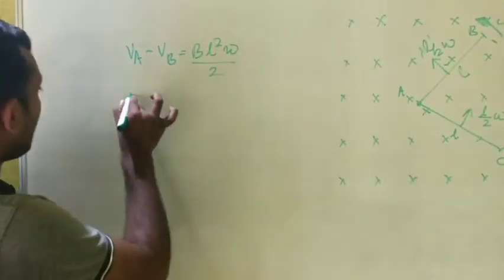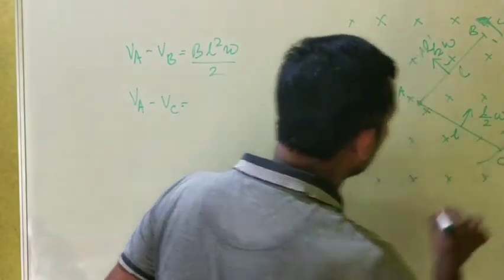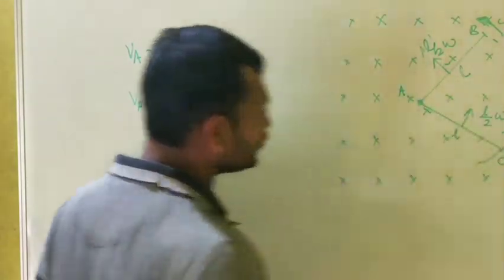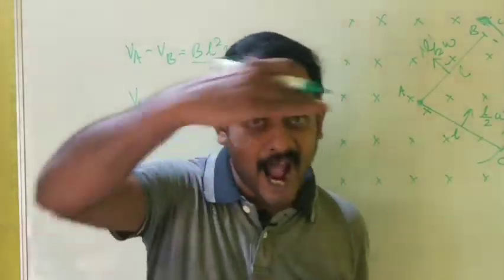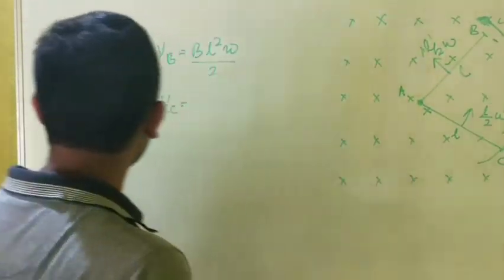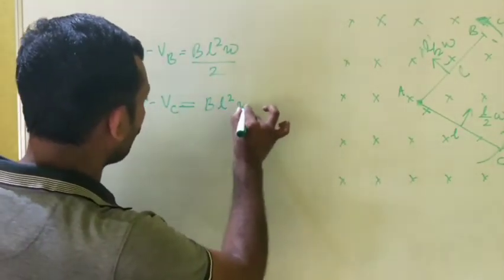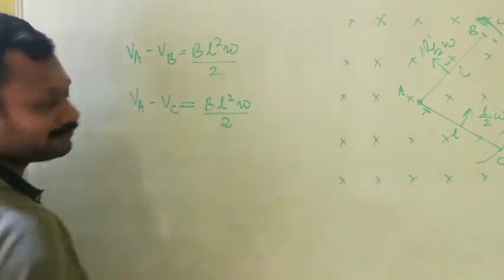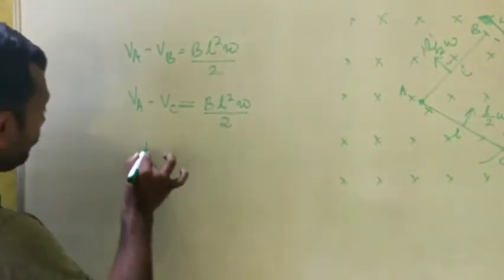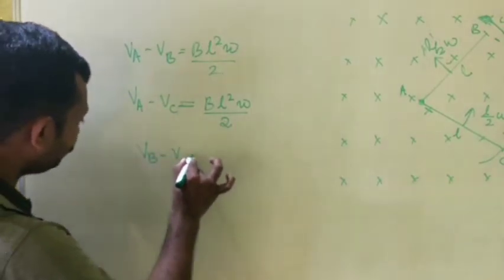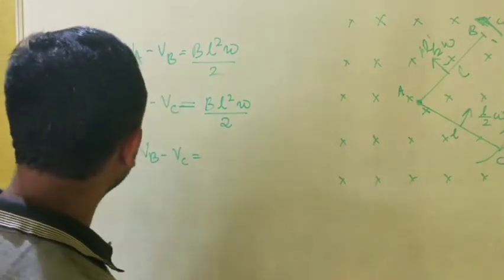Now, what will be VA minus VC? Obviously it is rotated in the anti-clockwise sense, which means A should be at a higher potential compared to C. So VA minus VC is again going to be BL square omega divided by 2. So the question I'm asking is, what is VB minus VC equal to?